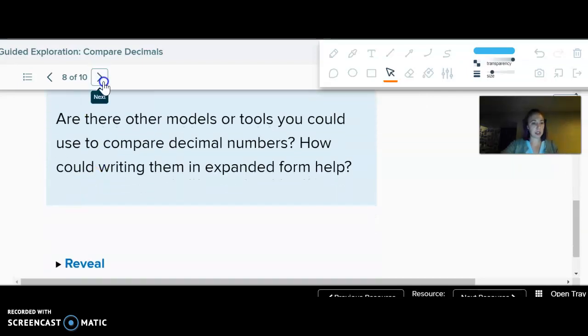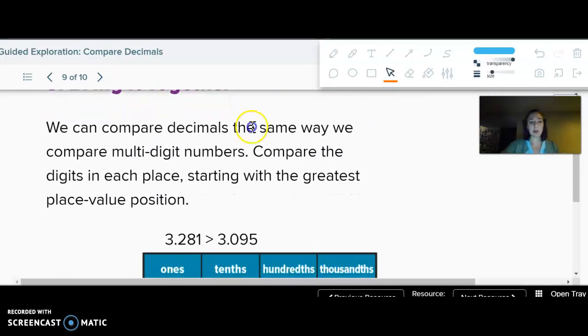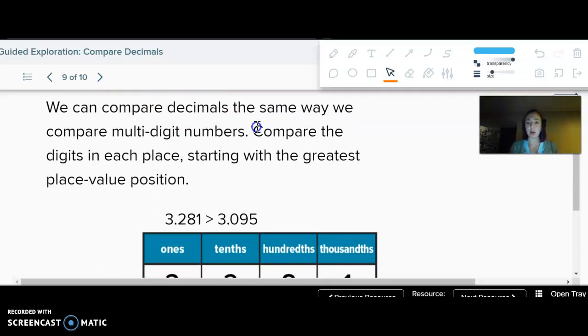All right, we're going to keep going. So we do it this way. We compare decimals the same way as we do multi-digit numbers. So I wrote the steps down on your paper just to help you have a place to look back. So you write the numbers, lining up the decimals. You start at the left and you go until you get to a digit that's different, and the one with the bigger digit is bigger.